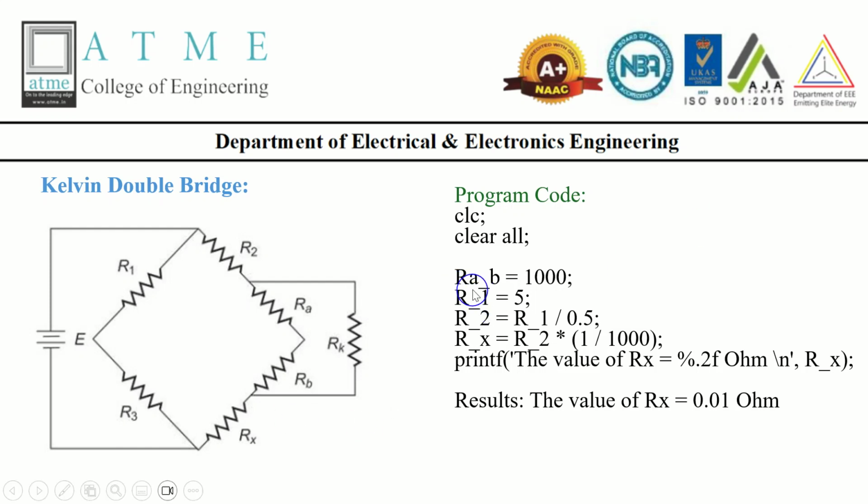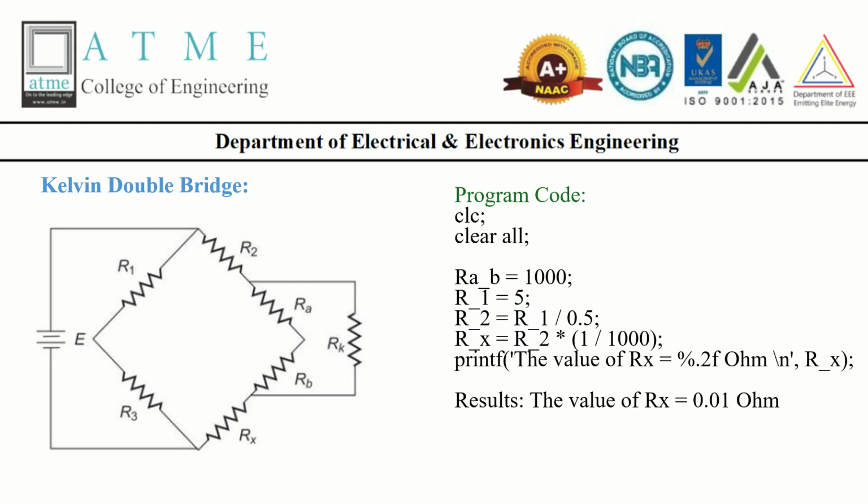Here R underscore AB is given as 1000, assigning the value of 1000 to RAB. R1 is 5 ohms. R2 will be half of R1, so I am multiplying by 1 by 2, so if R1 is 5 ohms, R2 will be 2.5 ohms.